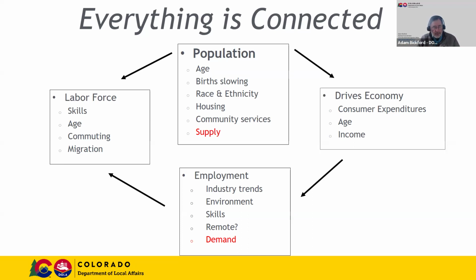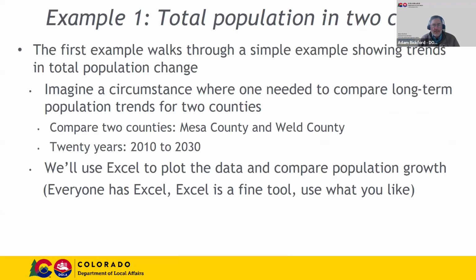So now we're going to move into our two examples. The first one is just looking at total population in two counties. Imagine a circumstance where you have to compare the long-term population trends in two places. I chose two counties, Mesa and Weld County, over a period of 20 years. And we're going to use Excel to plot this data and to manipulate this data. Excel is a fine tool. Everybody's got it. But whenever you talk about software products, you end up with a lot of people saying, well, my tool is better than your tool, right? But you can use what you like here.